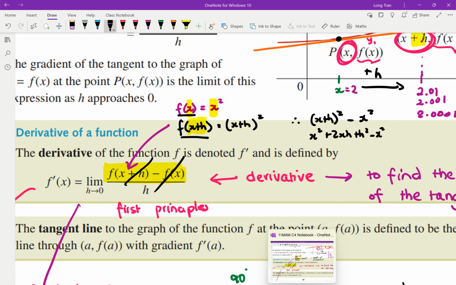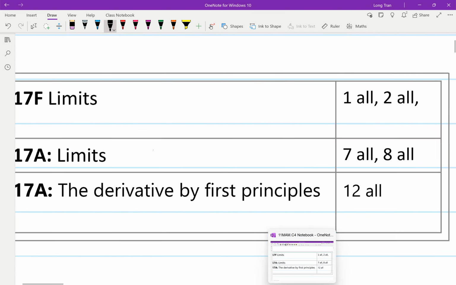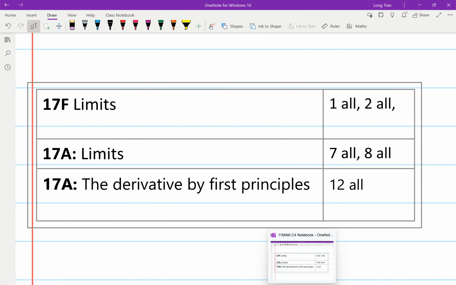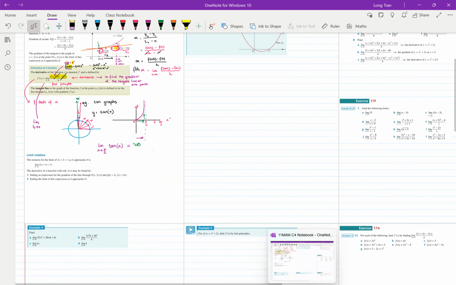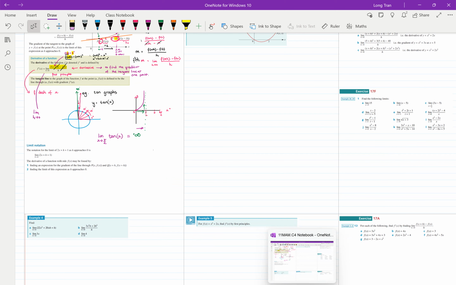Depending on what functions you get, it can be huge. Most of the time in exercise 17A, you're going to get a quadratic or a cubic function. And you have to expand and simplify, which is why I've limited the questions I've selected for you. I only got you to do 17A, just 7 and 8 to do with limits. The only part you're using first principles is here, because then it limits the amount of craziness that you're going to be doing. I just want you to understand the theory.